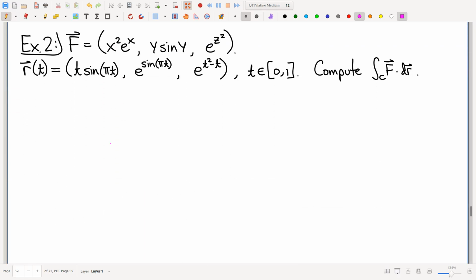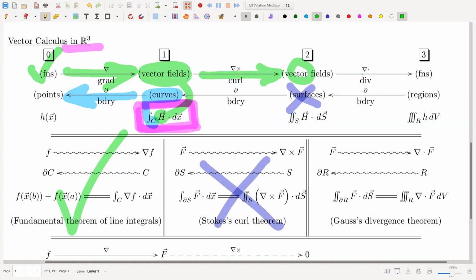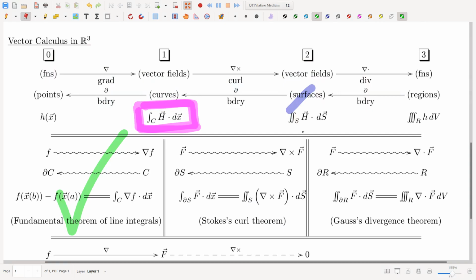Okay. Next example. So again, context. Where are we in what world? Well, we're in 3 dimensions, and we're computing a line integral. So that's the same place we were last time, so I'm going to kind of retain a lot of this.